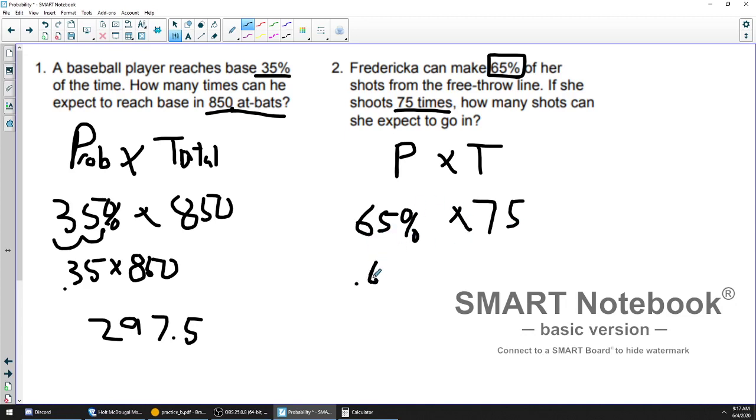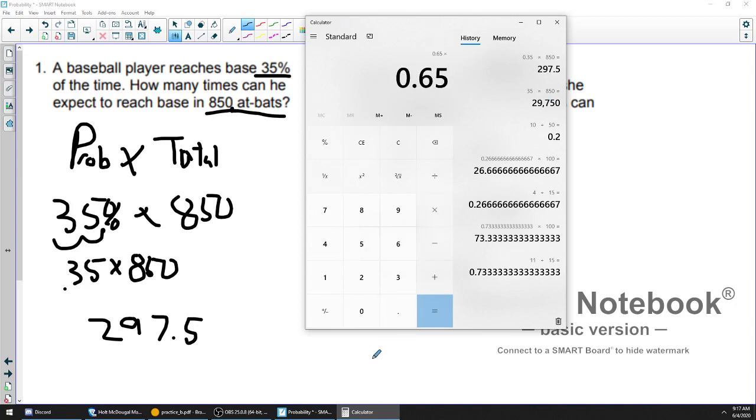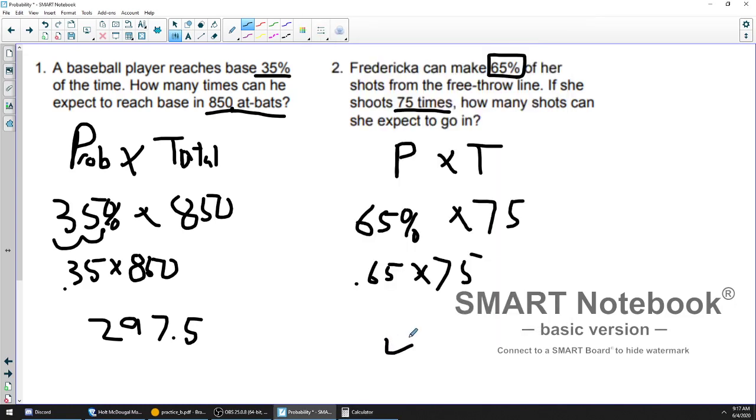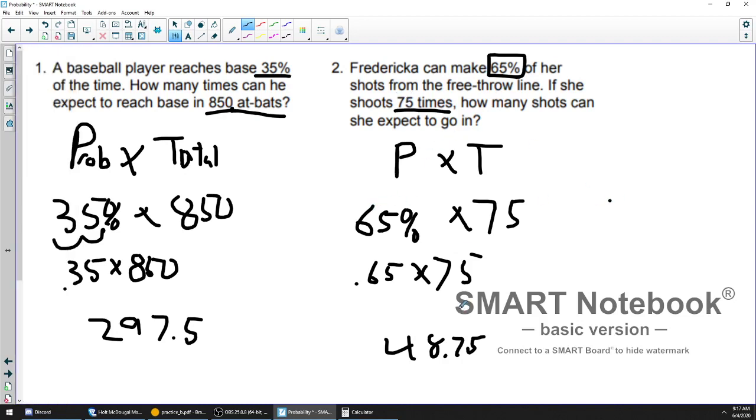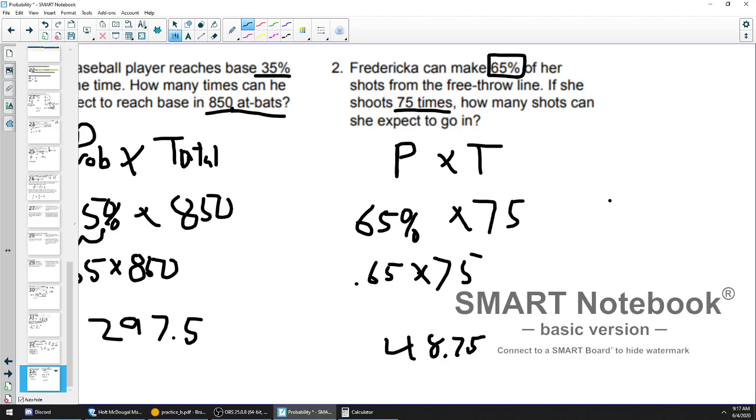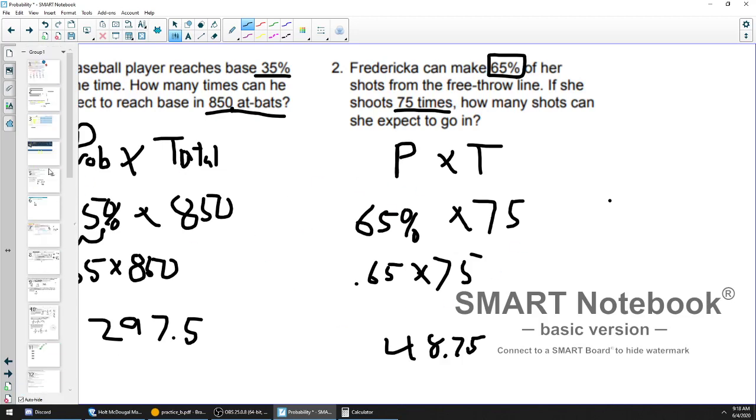Turn this into a decimal number. Move it 2 places to the left. Times 75. 0.65 times 75. 48.75. So roughly, out of 75 times she shoots, she'll get in 48.75 times.